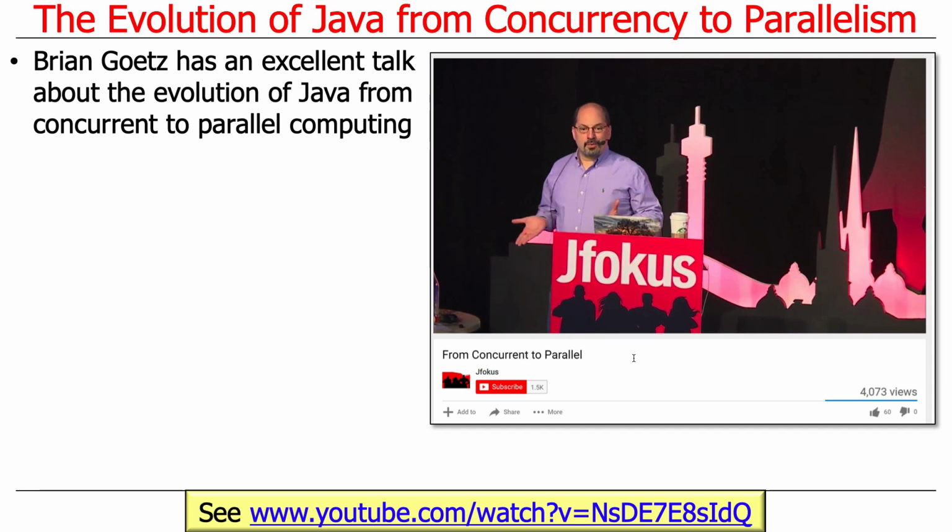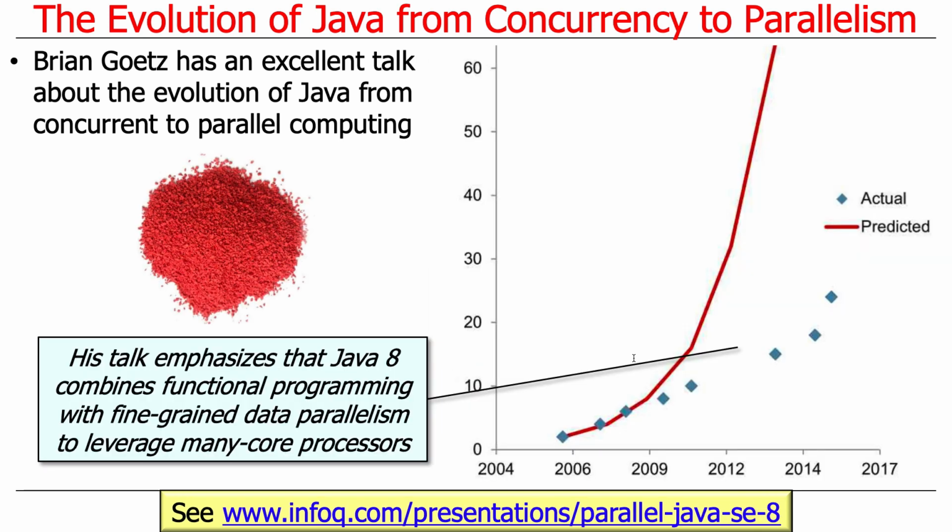Now, there's been an evolution. If you go back and watch this video, from 95, 96 to now, there's been a lot of advances and changes. And there's a really good talk by Brian Goetz, who's one of the software architects for the Java platform, explaining the evolution of Java from concurrent to parallel computing over the past couple decades. And basically, if you just want the Cliff Notes explanation of his wonderful talk, he says that with Java 8 and beyond, the focus became functional programming with fine-grained data parallelism to leverage all the multiple core processors and many core processors that are coming along.